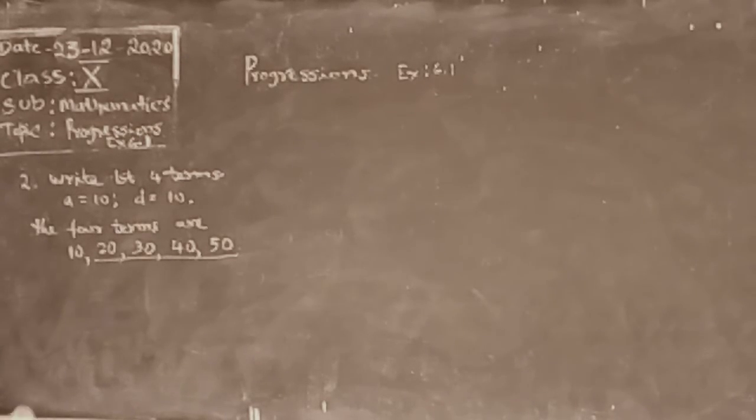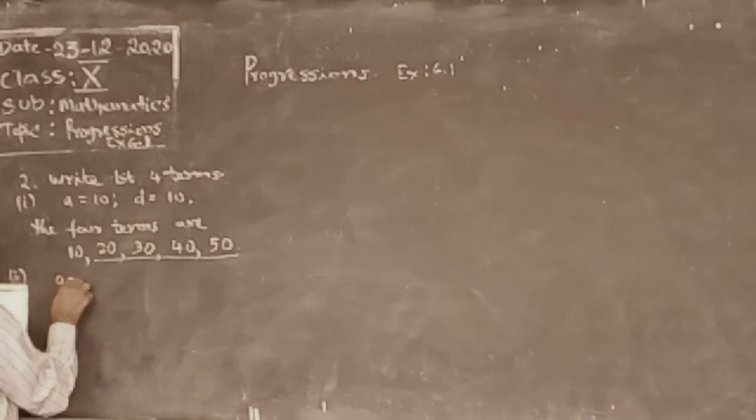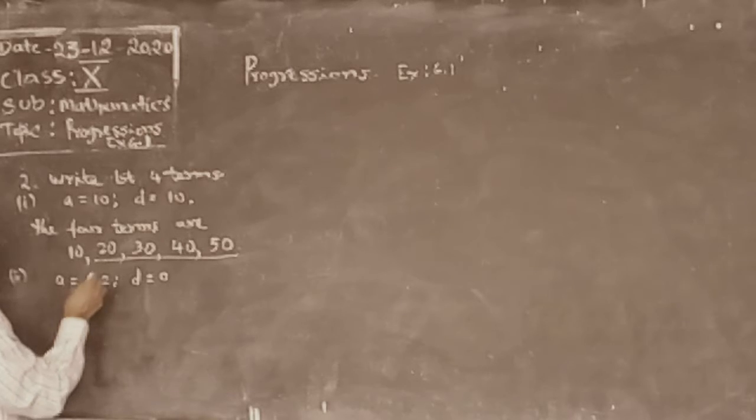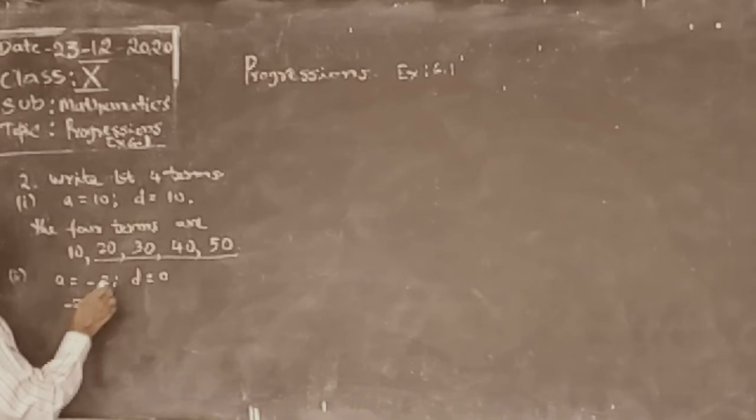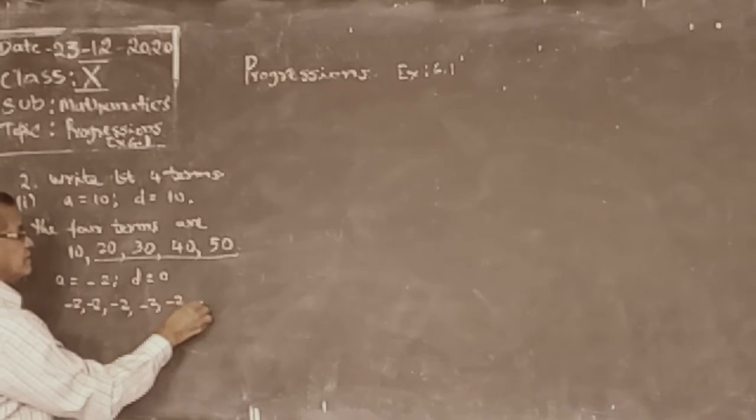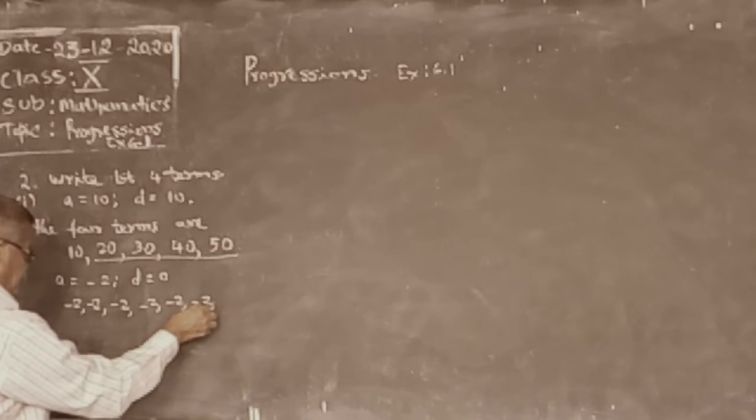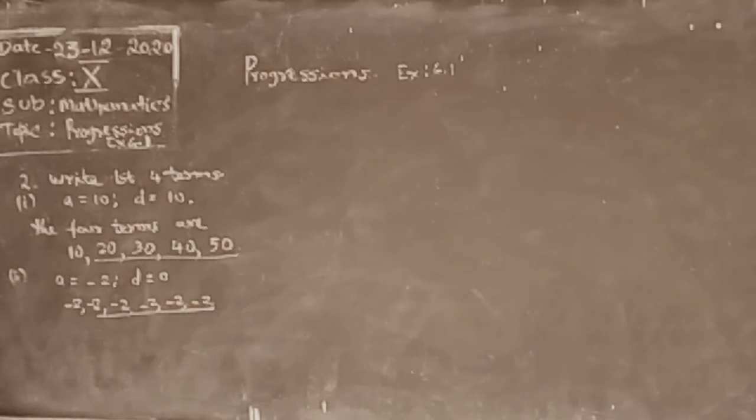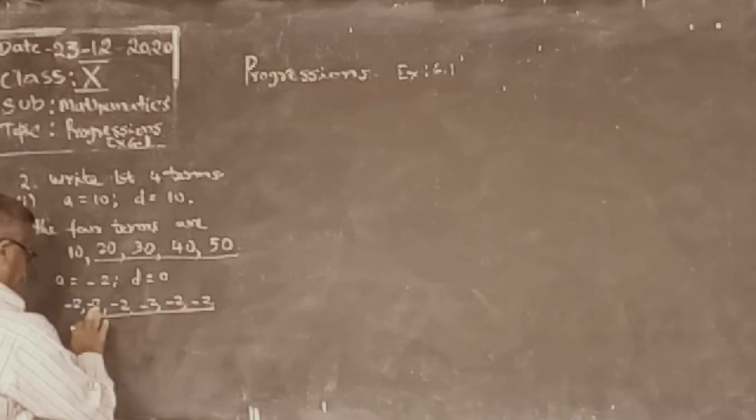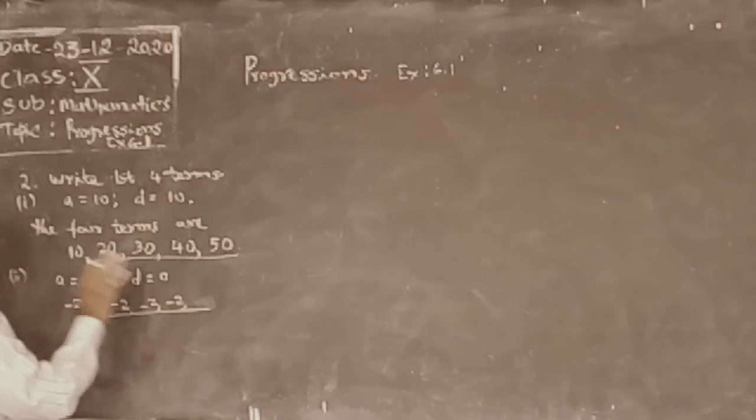Second one, a is minus 2, d is 0. First term minus 2, adding 0 means we get the same. When the difference is 0, the terms never change. These are the 1, 2, 3, 4, 5. He is asking only 4.